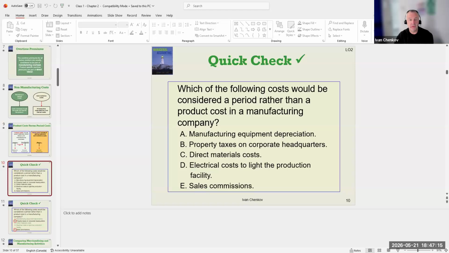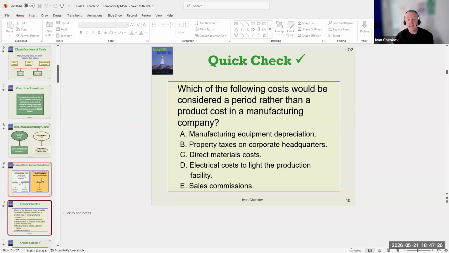Let's see which one of the following costs will be considered period rather than product cost in the manufacturing company. Now, the easiest way to determine which one is period versus product: anything which is related to manufacturing or production is going to be product cost. I believe we already did this, but let's do it again. Repetition is good. So let's go.